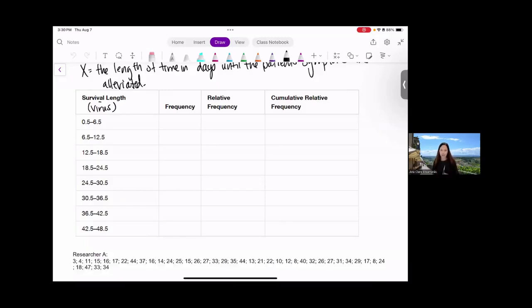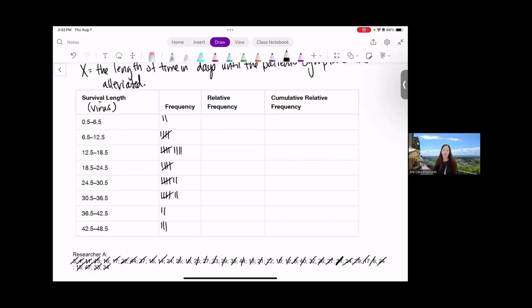Okay, I copied down the values from researcher A, and I'm going to put tick marks in the frequency column as I go through the data. So I'm going to organize where these values live. The first value is 3. That goes in the 0 to 6.5 bin. The next one is 4. The next one is 11. What I encourage you to do is pause the video and fill out the chart yourself and then come back and see if we agree.